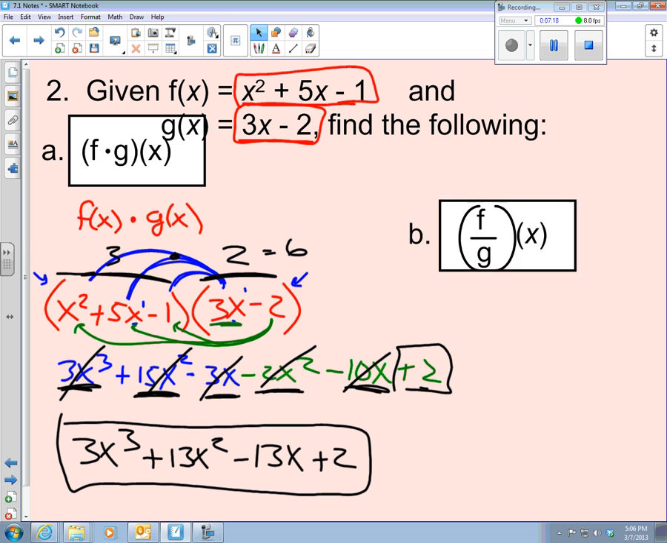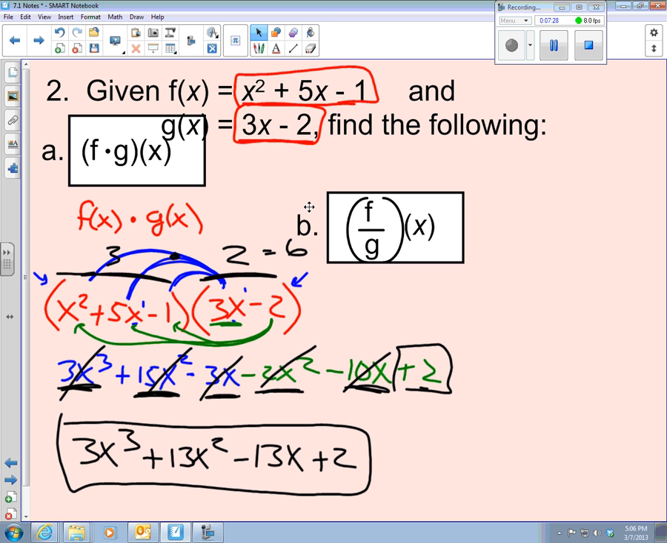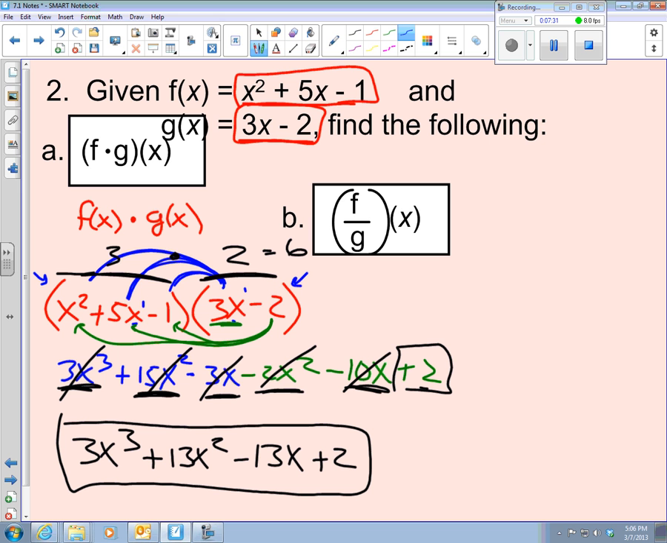How about this one? F divided by g of x. I guess another way to write this now, move this so it's kind of out of the way, is f of x divided by g of x. You're going to see it written like this on your worksheet, and you're going to see it written like this. It means the same thing no matter what.